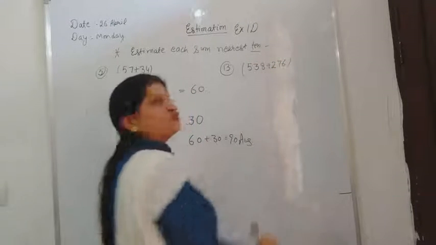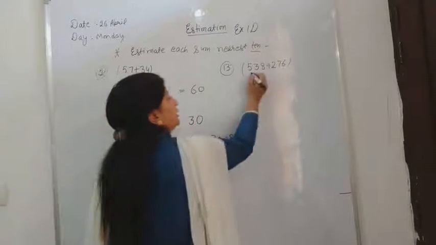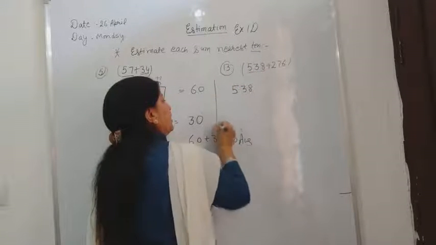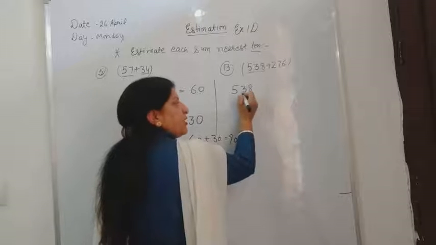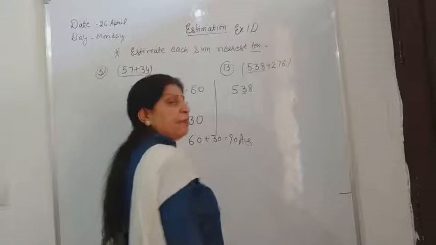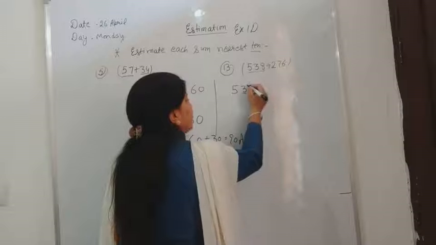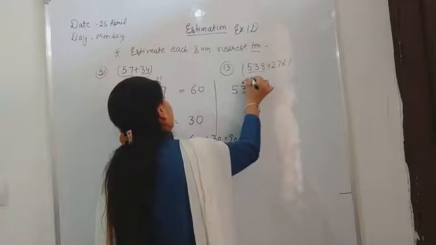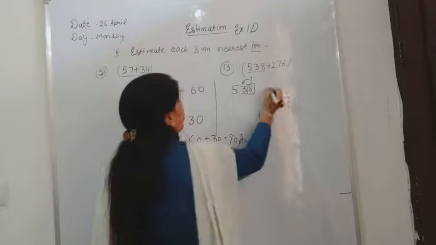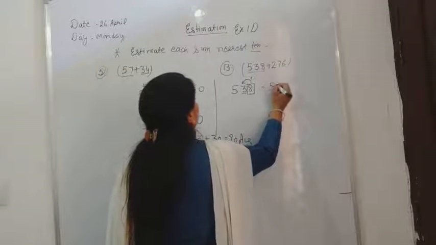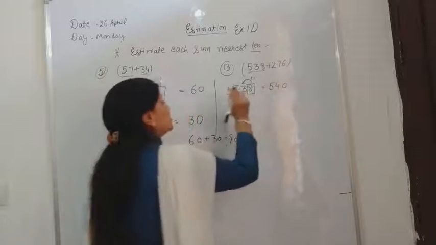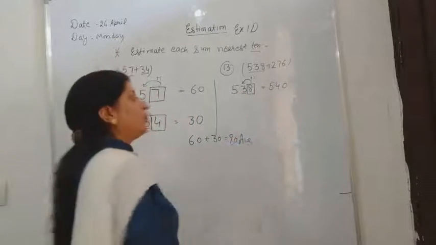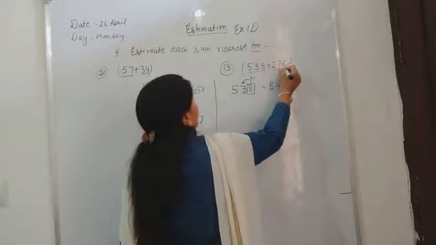Now again, first we take the first number, that is 538, and we start to estimate this number. At tens place we see the number is 3 and at ones place the number is 8, and this 8 is greater than 5, so we add 1 in this number and our number becomes 540, because we replace the ones digit by 0.